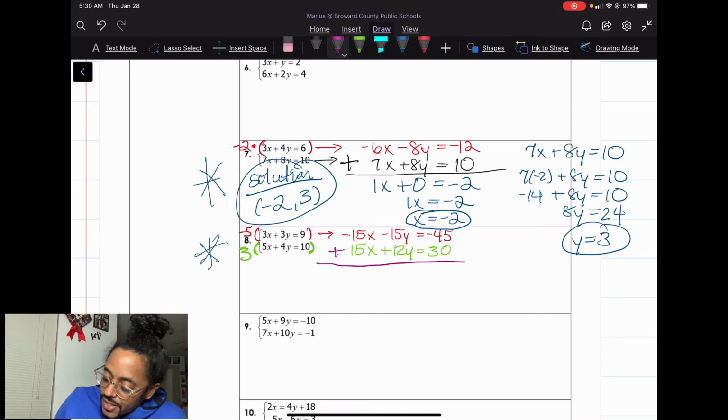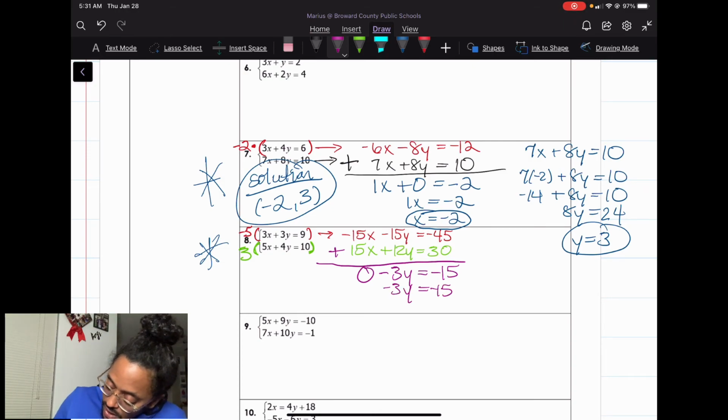The x's are going to cancel out, make 0. Negative 15y and positive 12y make negative 3y, right? So put a negative 3y. And negative 45 and positive 30 make negative 15. That's essentially going to give us negative 3y equals negative 15. Divide both sides by negative 3. Negative 15 divided by negative 3 equals positive 5.